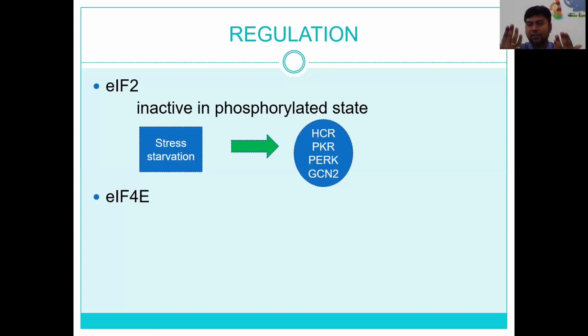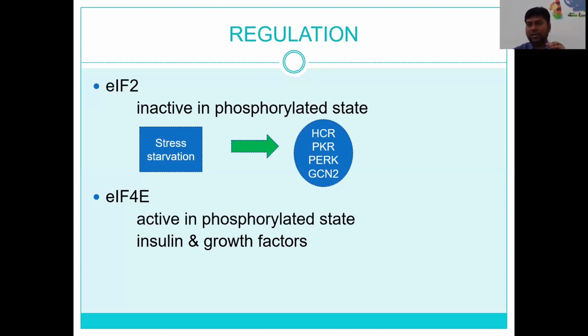On the other hand, when you are in a fed state with an energy surplus, insulin and various growth factors will be produced. Through a specific pathway, insulin and growth factors will activate a kinase, which leads to the phosphorylation of eukaryotic initiation factor 4E. Here also factor 4E is phosphorylated, but the difference is that it is active in the phosphorylated state. So the initiation phase will be activated, and the entire translation process will be activated, leading to the synthesis of the polypeptide chain.